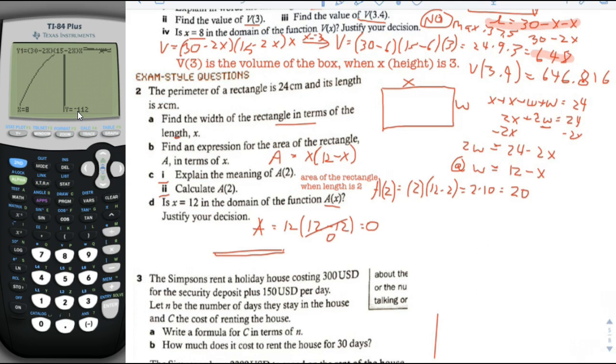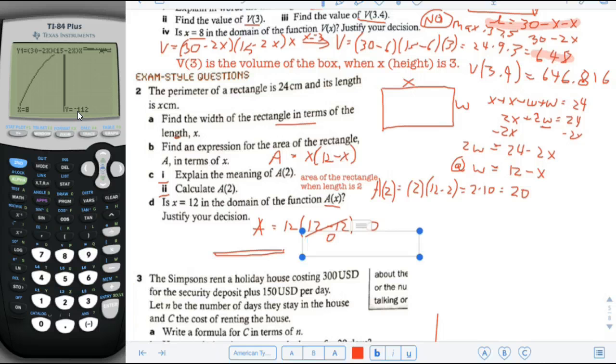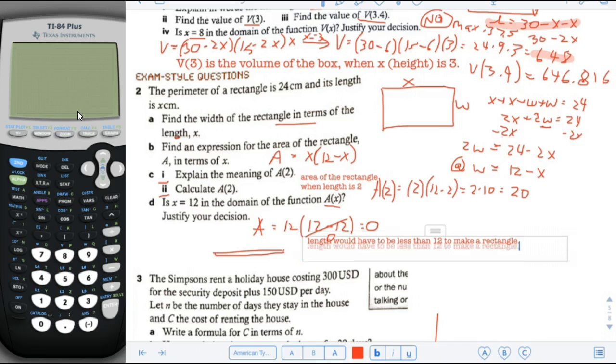You could say something like length would have to be less than 12 to make a rectangle. Okay? All right. Number 3.